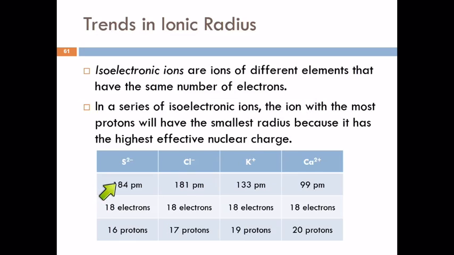And we see that as the effective nuclear charge increases, the radius decreases. It's 99 picometers down from 184 picometers. That's almost half.